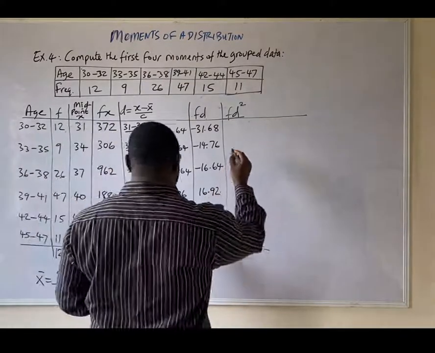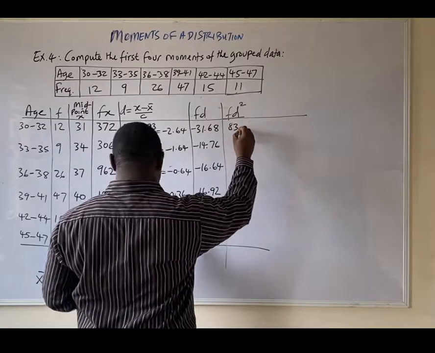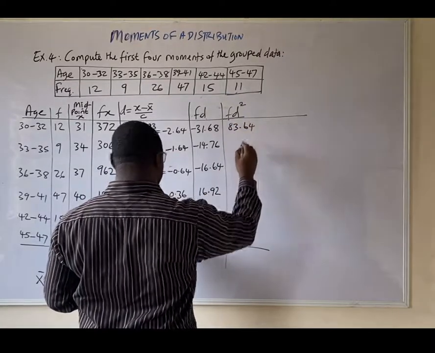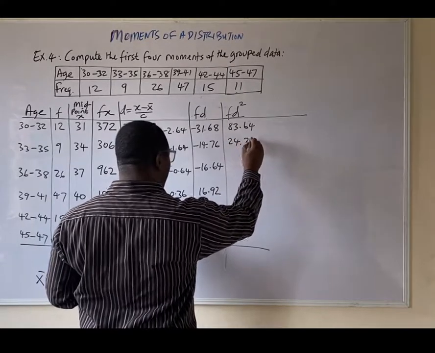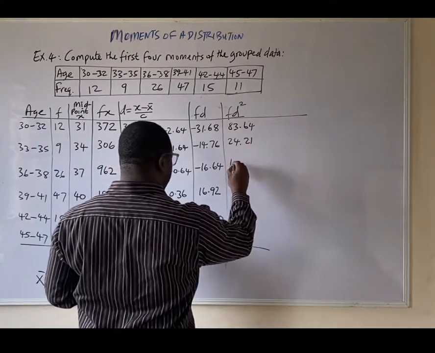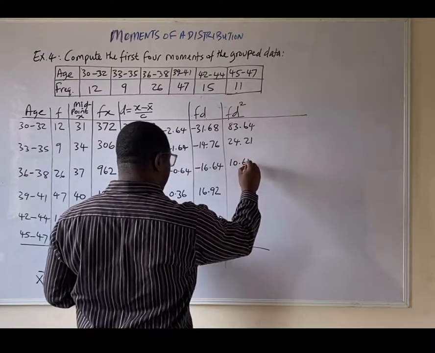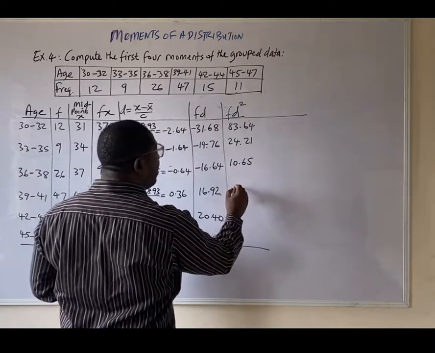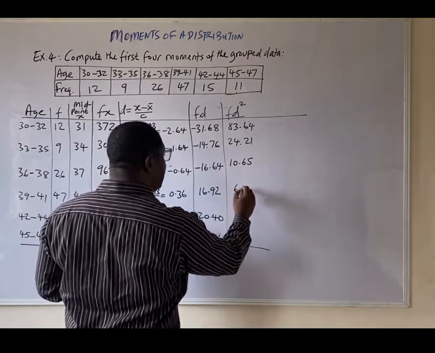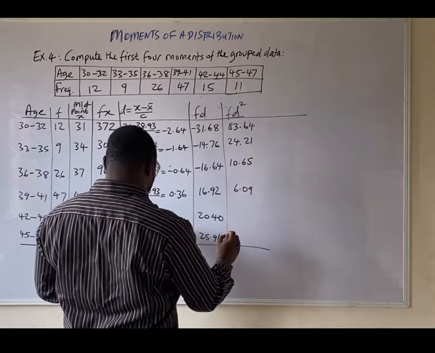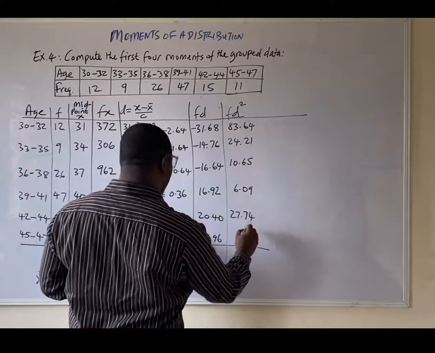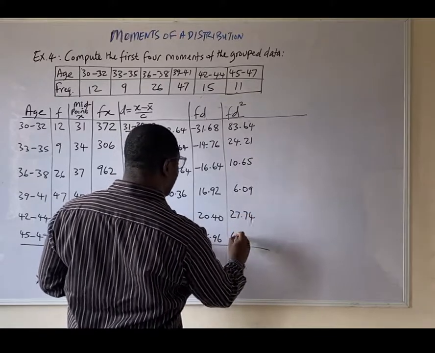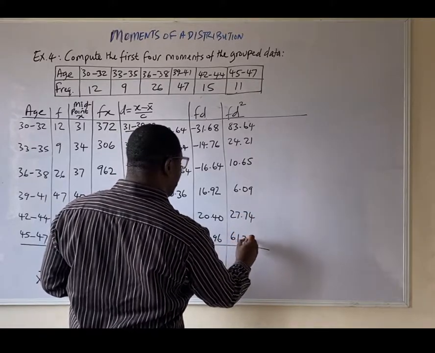The first one should be 83.64. The next one is 24.21. The next one is 10.65. The next one is 6.09. The next one is 27.74. Then we have 61.27.